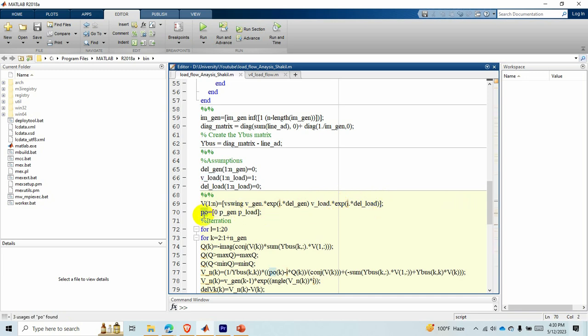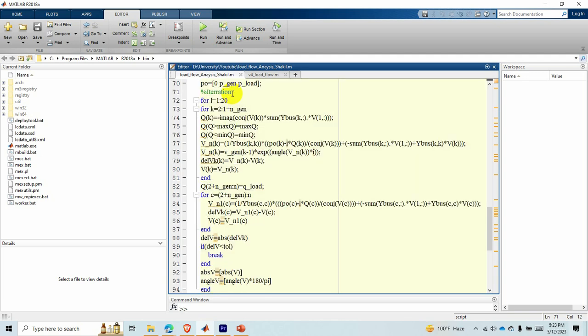After that, I create a real power array. The first value is 0, the middle values are the real power of the generator buses, and the last values are the real power of the load buses. Let's go to the main code.